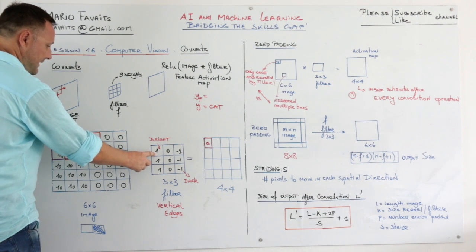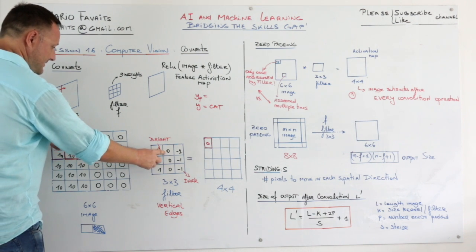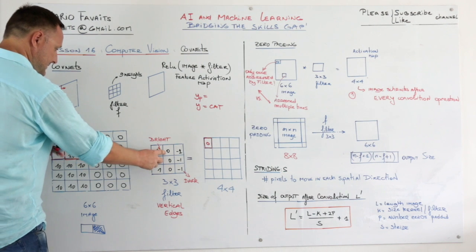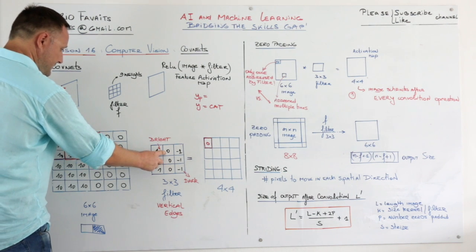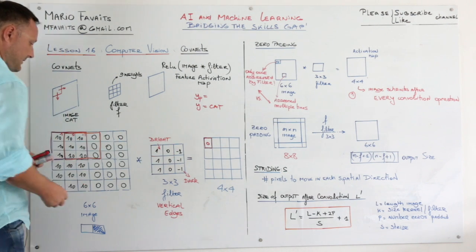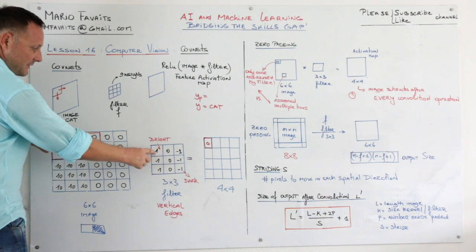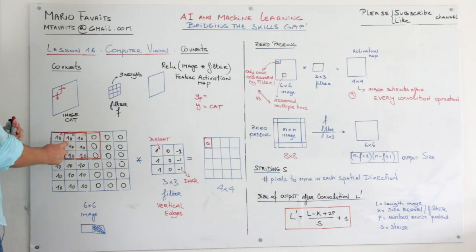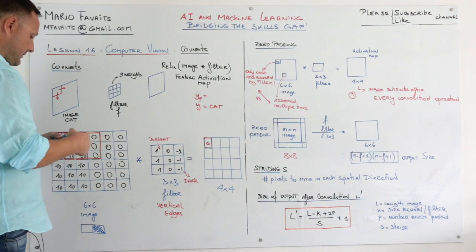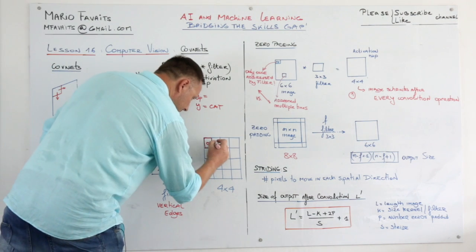This is here, 10 times 0 is 0. So 10, 0. And then 0 times minus 1 is also 0. So here we have 10, right? From the 10 times 1 we have 10, all the rest is 0. And we have it 3 times. So the outcome is going to be 30.